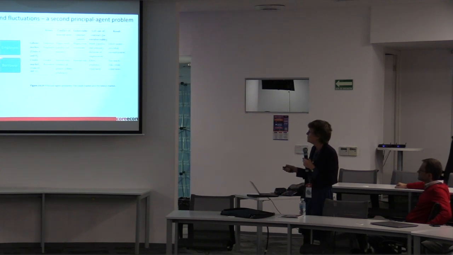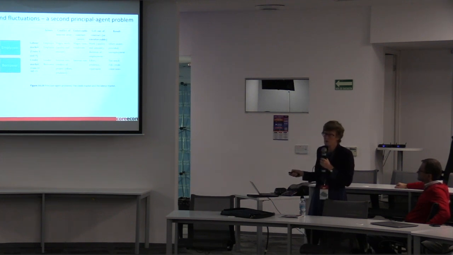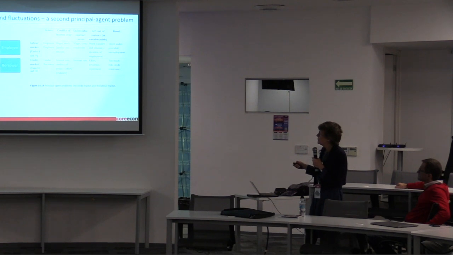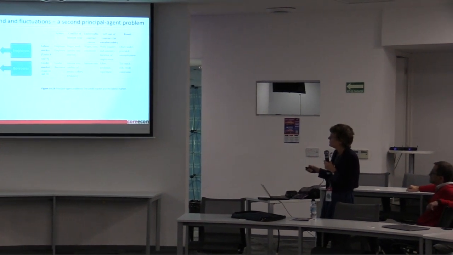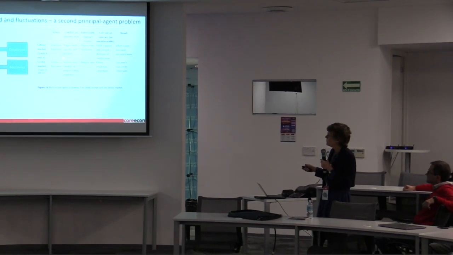Just mention, this is pretty straightforward, the second principal agent problem is the lenders and borrowers, so the credit market. You can see again, we do everything in a systematic way. So who are the actors? This is the labour market, this is the credit market.